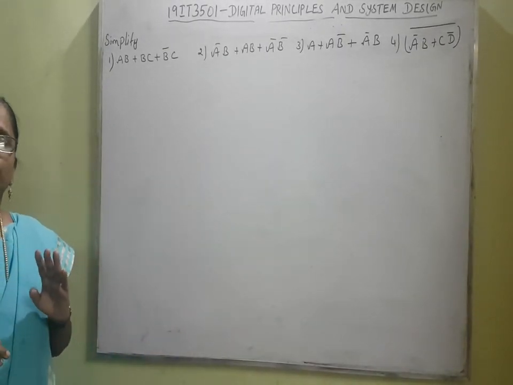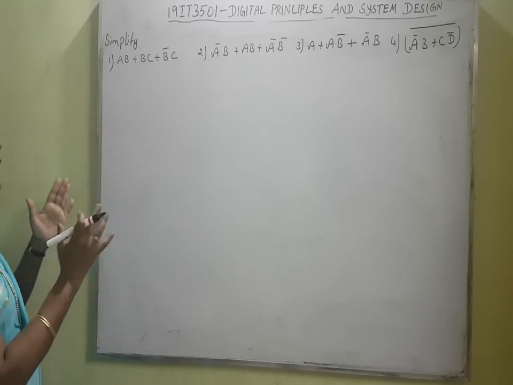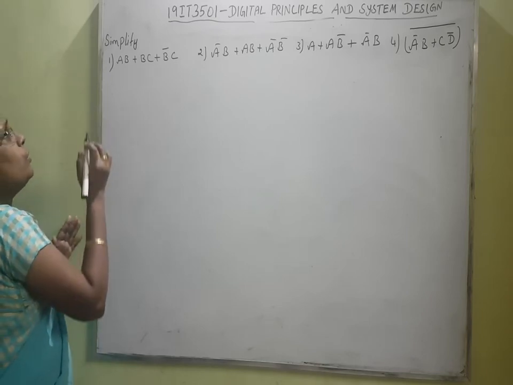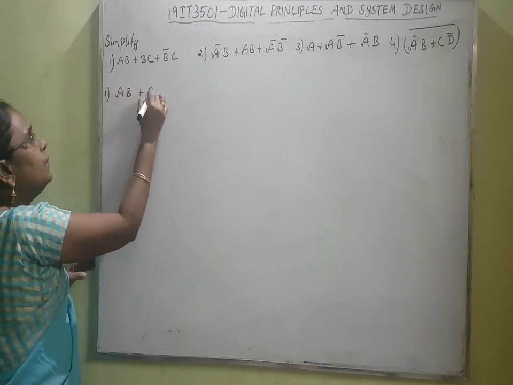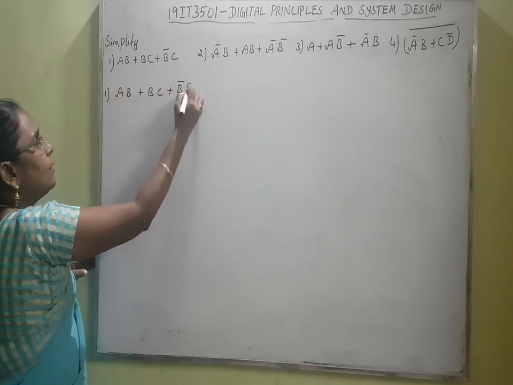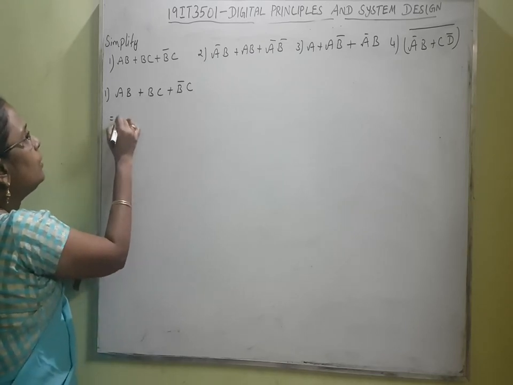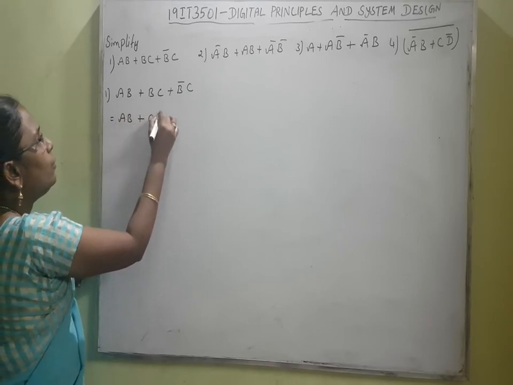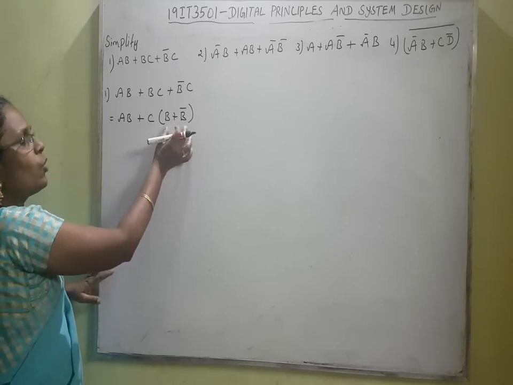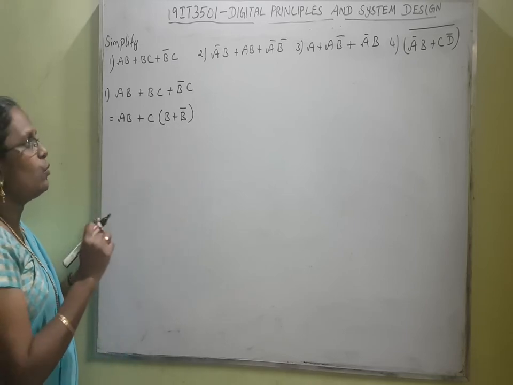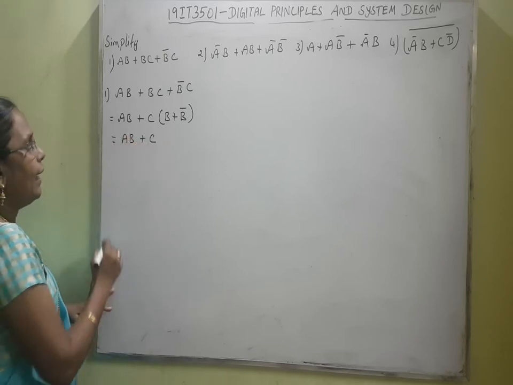Now we have seen the laws about Boolean expressions. So now we are going to simplify some of the Boolean expressions given here. I have taken 4 problems, and we are going to simplify them one by one. Let us take the first problem: AB plus BC plus B bar C. How do we solve this? C is common. So it is equal to AB plus C, taking C outside, B plus B bar. What is B plus B bar? Anything and its complement when added together is always 1. So it is equal to AB plus C. That is the answer.